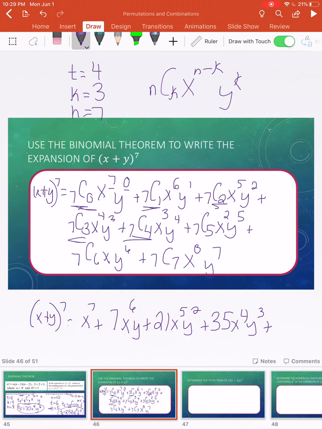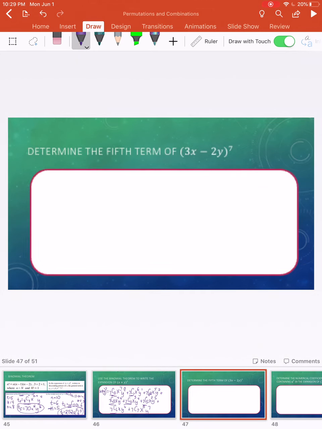7 choose 4 also gives you 35. 7 choose 5 gives you 21. Notice how this is symmetrical. 7 choose 6 gives you 7. And 7 choose 7 gives you 1. All right, we're all finished. So that's what it ends up looking like in expanded form.